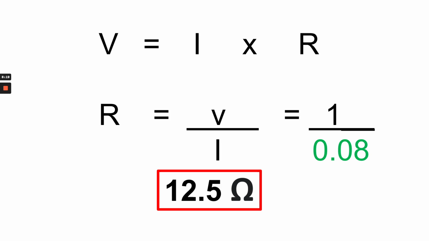Then I just simply take my equation, rearrange it. The voltage is 1, given in the question. The current I found from the graph, and I get 12.5 ohms. That's 4 marks. Giving them away.